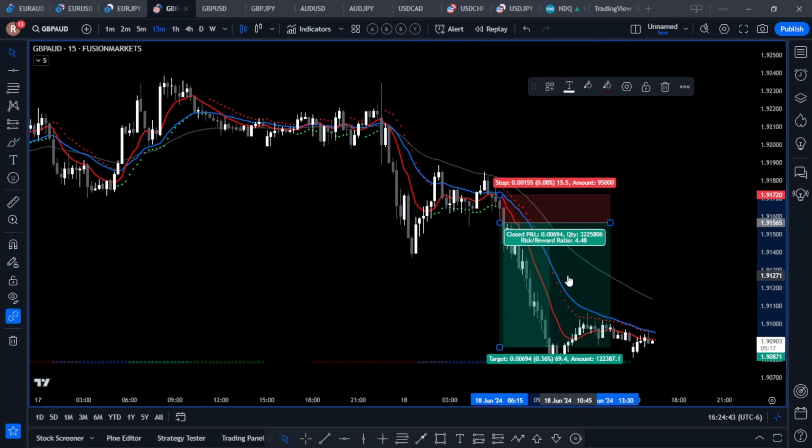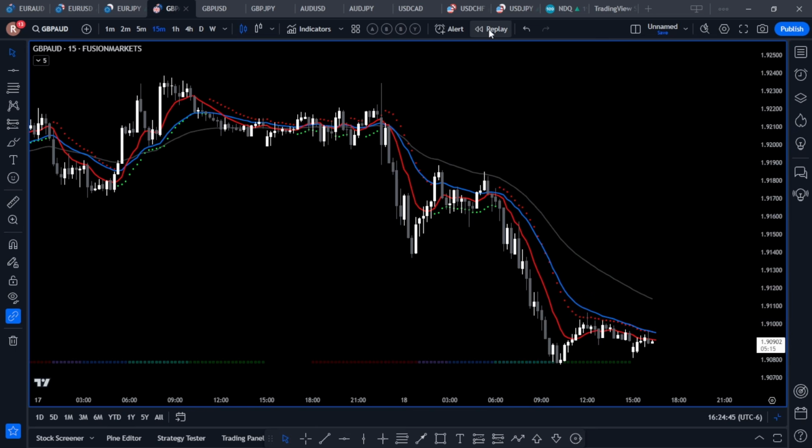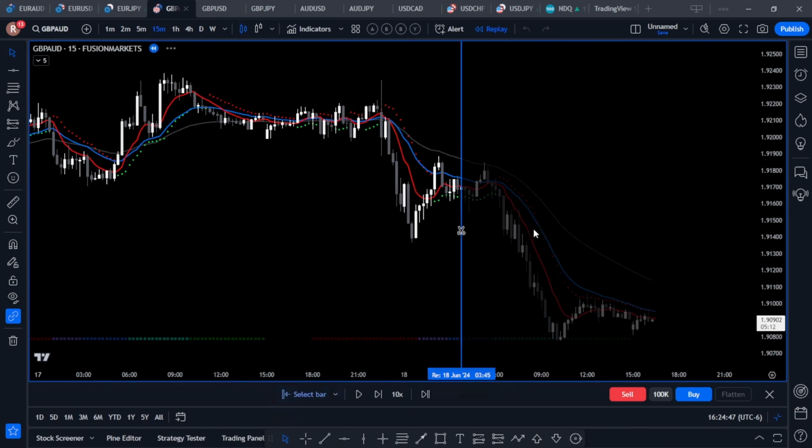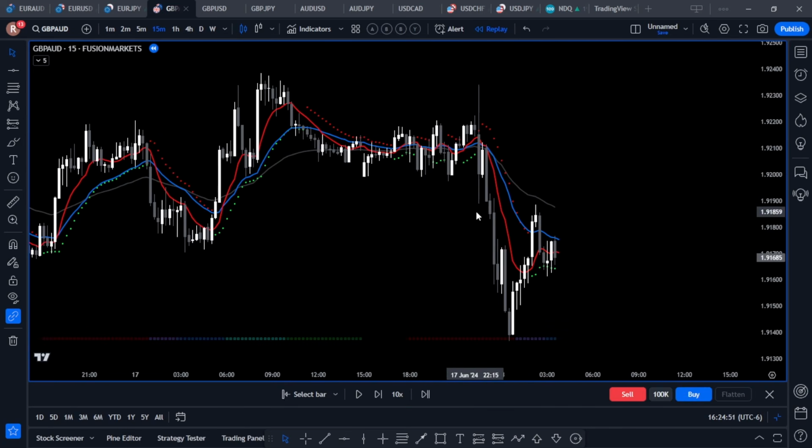All right, so we're going to get rid of the window. We're going to put on the replay, and I'll put the replay on in about here. So we've got three indicators, three moving averages on the chart, and we've got the dots. Now you've got the moving averages and you've got the dots.